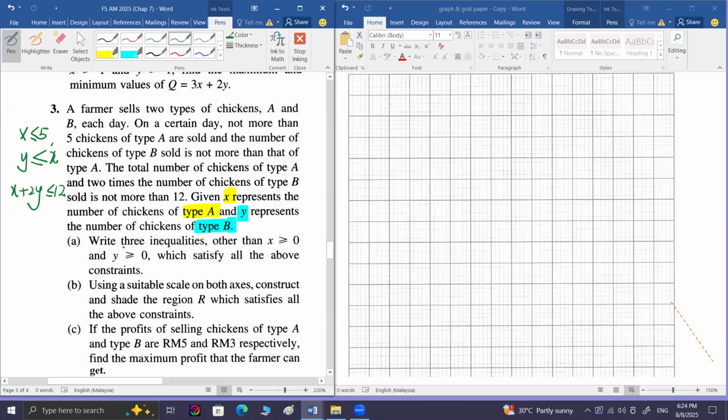Okay? Then you're asked to write 3, right? Then we have done the 3 inequalities other than these 2 that later you have to follow when you are asked to sketch. So we have done section A. Section B, using a suitable scale. The question didn't give the scale. You're asked to use a suitable one. And shade the region R which satisfies all the above constraints, right? Okay, so class, now the same thing. You can make a suitable one. Then after that, you sketch the region first while waiting for me to give you the other section, yeah?